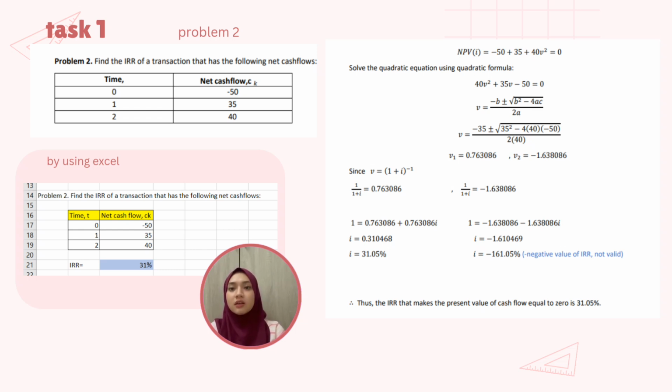So we can calculate i. For v1 we get i is 31.05%, while for v2 we get i is negative 161.05%, which is the negative value of IRR. So the conclusion is, the IRR that makes the present value of the cash flow equal to 0 is 31.05%. We choose the positive one, which is 31.05%. It is the same answer as using Excel, but slightly different due to the decimal, which is 0.05%. So that's all for problem 2.